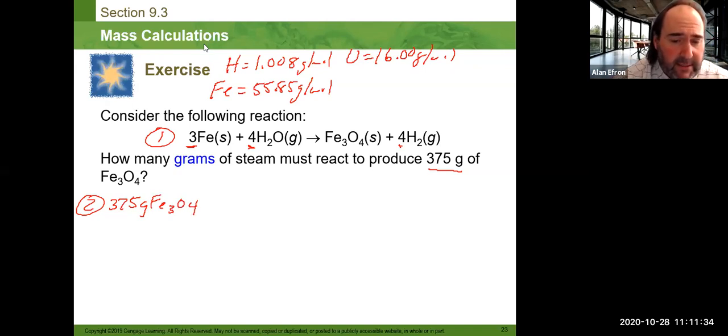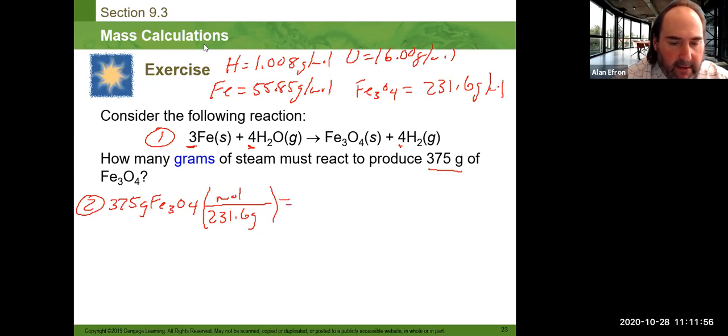So again, we would use our periodic table to do that. And it looks like if you add up everything there for Fe3O4, you get something like 231.6 grams per mole. So we're going to use that as our conversion factor here, again, dividing by the grams. And that would get us here, if you did get an answer, 1.6195 moles of our Fe3O4.